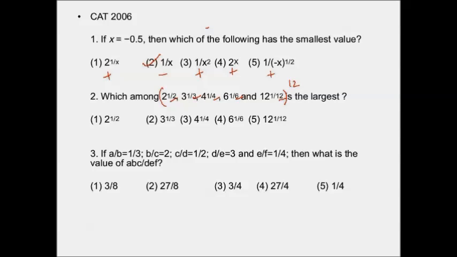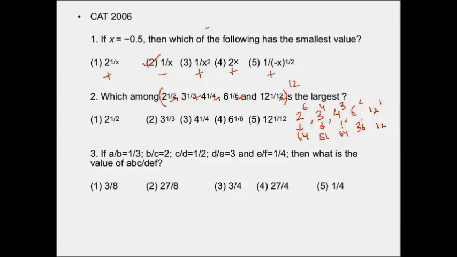So 2 to the power 1 by 2 taken to the power of 12 will become 2 to the power 6. Similarly, 3 to the power 1 by 3 taken to the power of 12 will become 3 to the power 4, and similarly 4 will become 4 cube, 6 square and 12 to the power 1. So 2 to the power 6 is 64, 3 to the power 4 is 81, and 4 cube is again 64, 36 and 12.